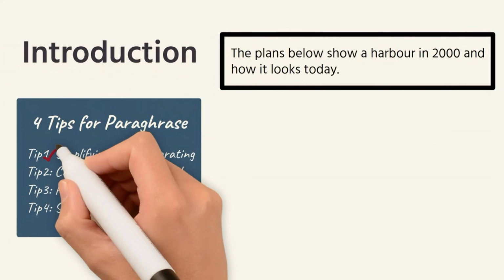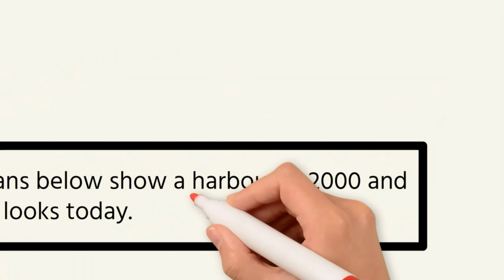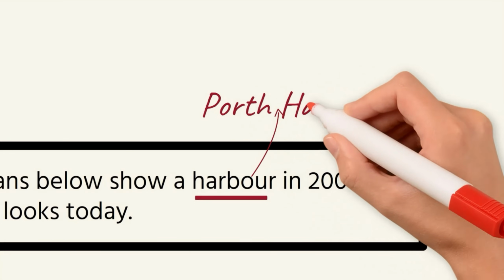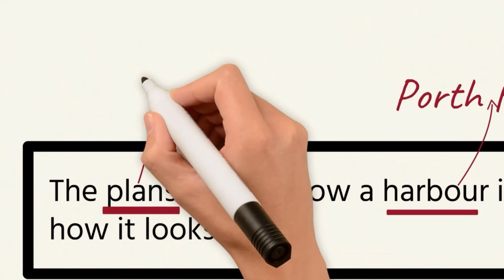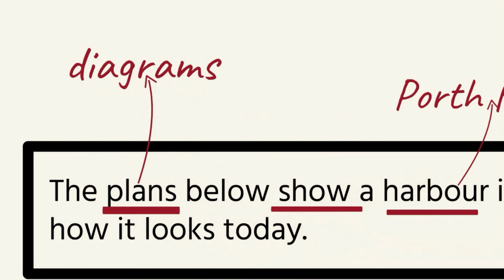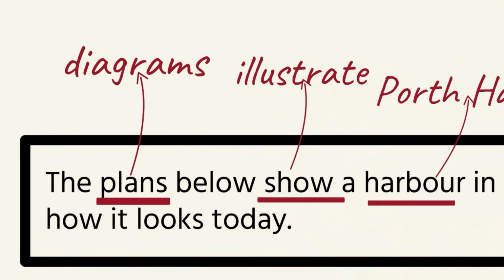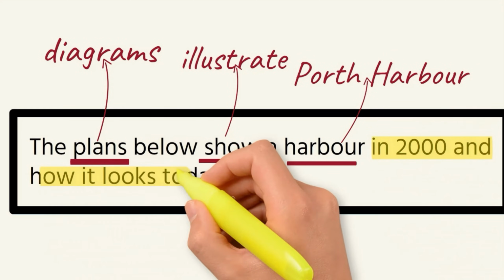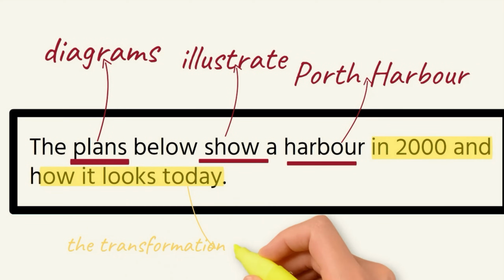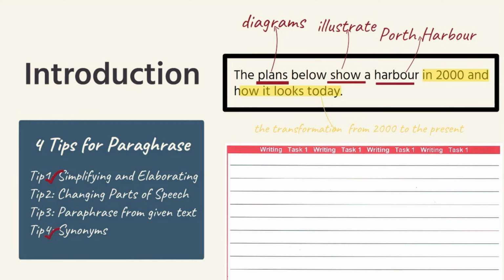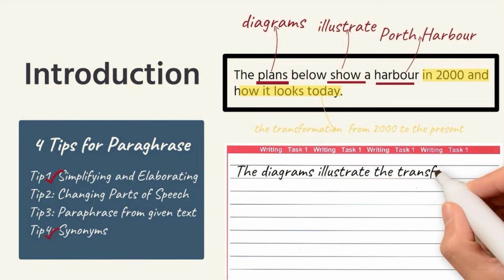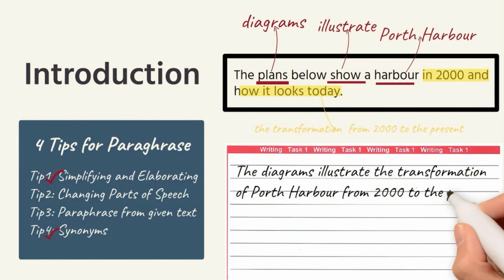First technique, simplifying and elaborating. Convert Hopper into Porth Harbor. Second, synonyms. Turn plans into diagrams. Turn show into illustrate. Then, change a Hopper in 2000 and how it looks today into the transformation from 2000 to the present. Here we can change the sentence pattern by changing the subject. So the introduction will be, the diagrams illustrate the transformation of Porth Harbor from 2000 to the present.